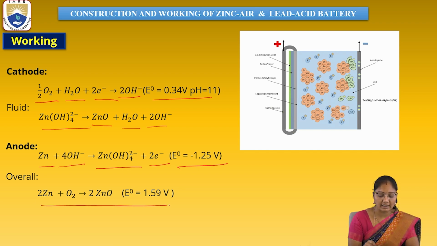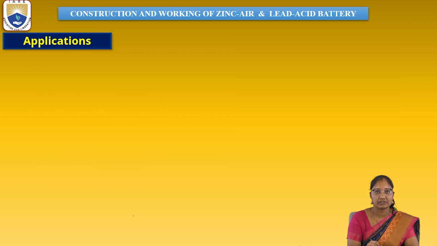Here the overall reaction, the final reaction, if we see 0.34 minus minus 1.25, the overall reaction is 2Zn plus oxygen gives rise to zinc oxide, with an E naught of 1.59 volts.